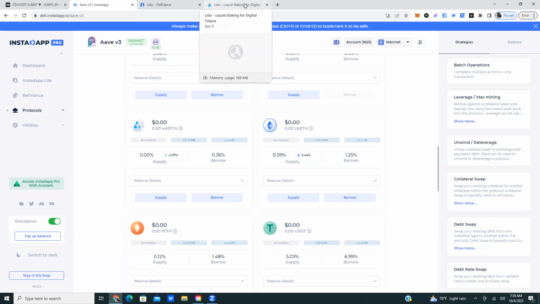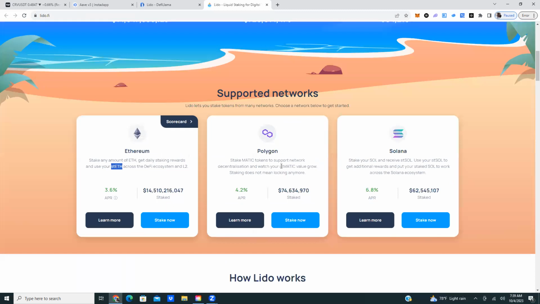So we can do that with any asset on this platform. We can do it with Polygon. They're going to give us 4.2%. And we can do it with Solana, and they're going to give us 6.8%. And they're going to give us stSOL, which is staked Solana. We're going to be going over that in a couple of weeks. And we're going to be going over Polygon. But I want to keep the focus on Ethereum. This right here is a very powerful system. Very powerful. And you definitely want to utilize this in all parts.